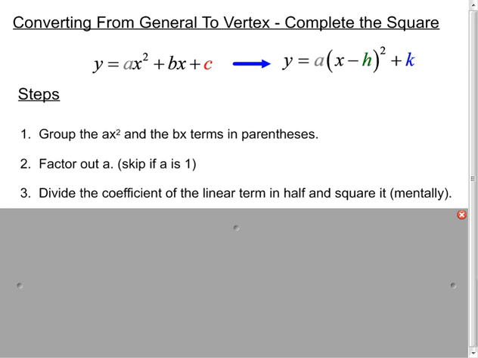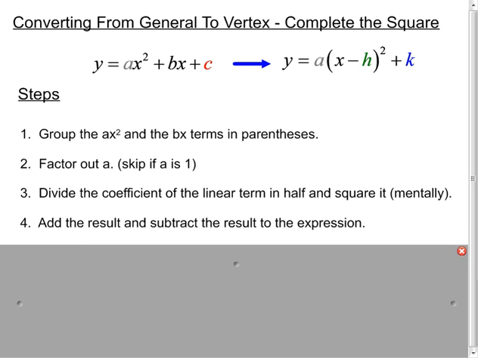Step 3: divide the coefficient of the linear term in half and square it. And you do this mentally. Just hold it in your head, or you can do it off in the margin. And then step 4, you're going to add the result and subtract the result to the expression. There you have to be very careful that when you add the result, you note exactly what you are adding. It might not be obvious. That has to do with when a is not 1.